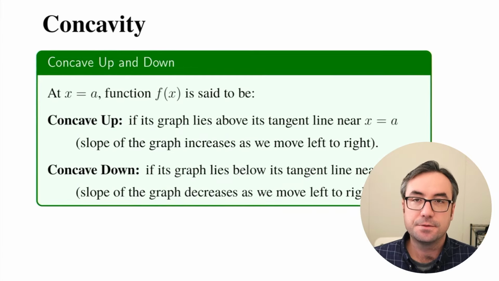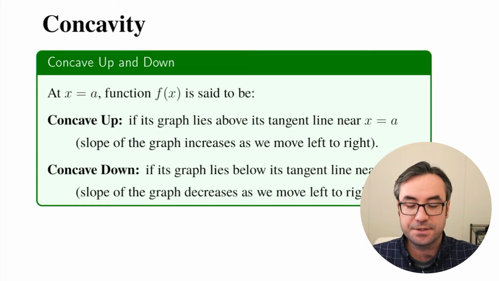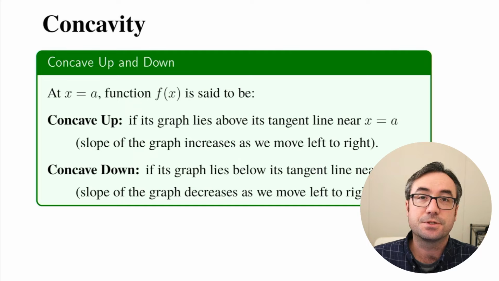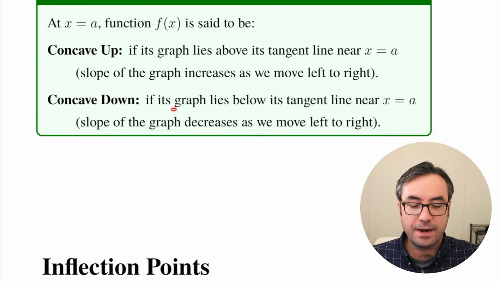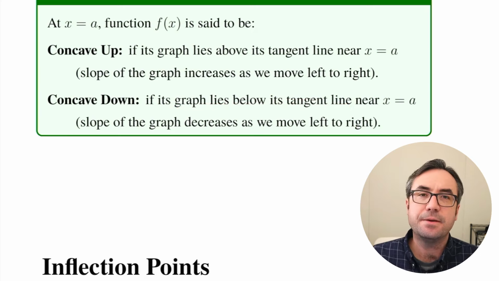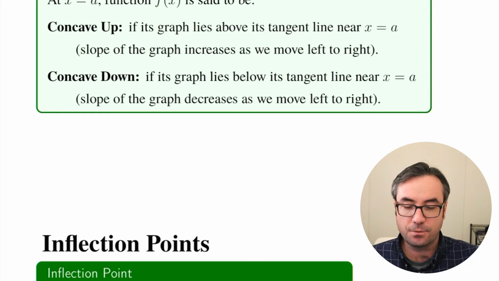And this is called the concavity. So we say that a function is concave up if the graph lies above the tangent line near x equals a. So the slope of the graph is increasing. And we say that our graph is concave down if the graph lies below its tangent line. So you want to think of this concavity as like the shape of our graph. And so there's a few options for what a concave function can look like.